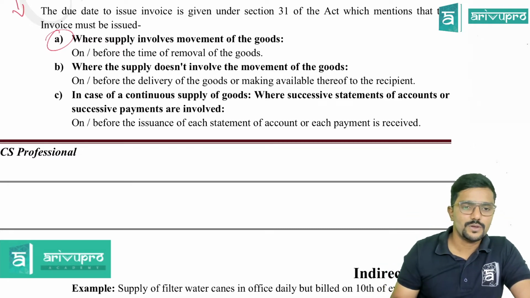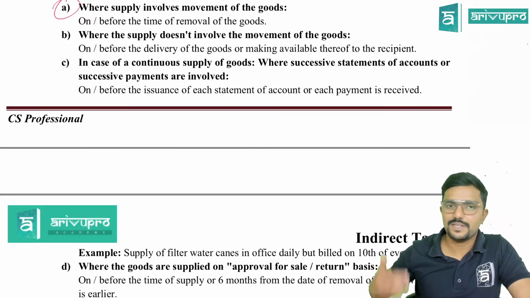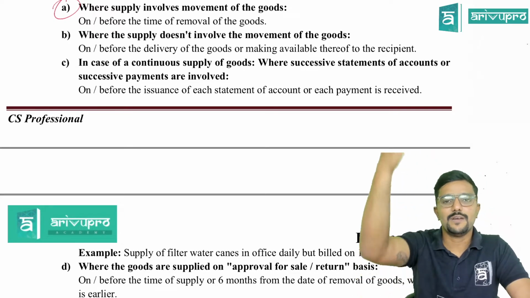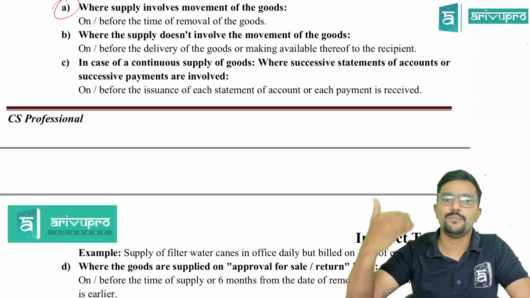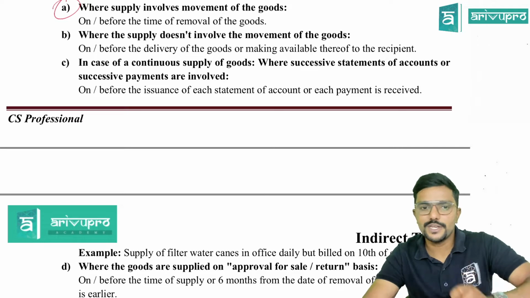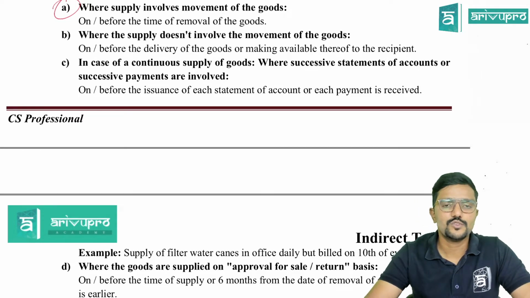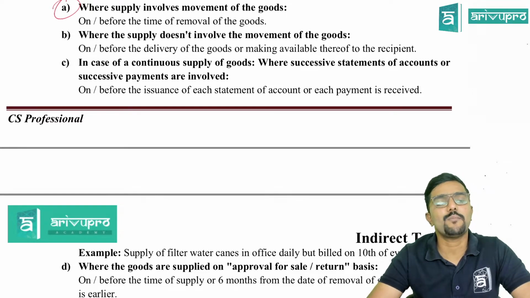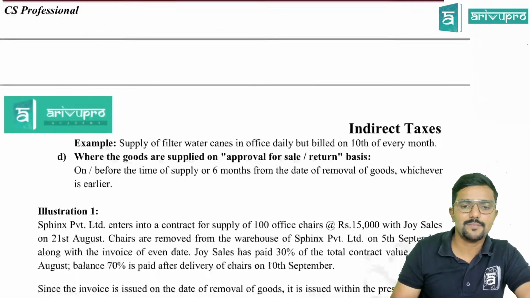So when is it? On or before the issuance of each statement of account, that is, at the end of the month I will issue a statement for you where I will give the details of what all I have supplied throughout the month. Based on that you will make the payment. So on or before the issuance of that statement, or when payment is received, on or before this date the invoice has to be issued by the supplier to the recipient in case of continuous supply.